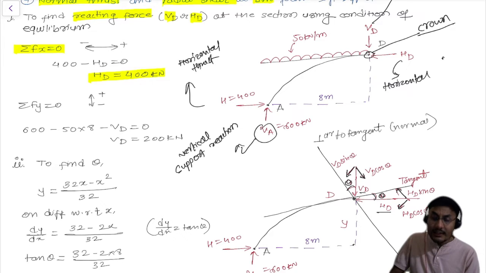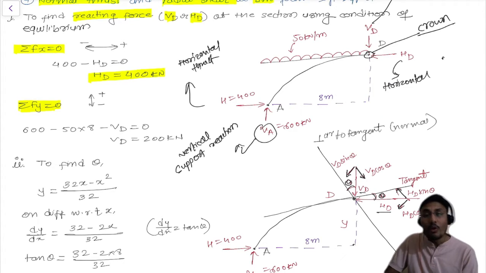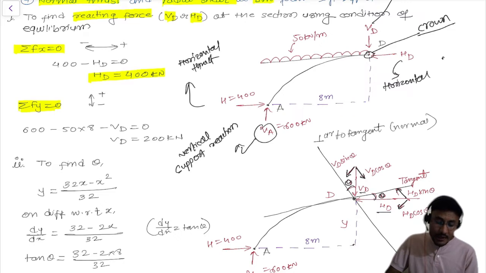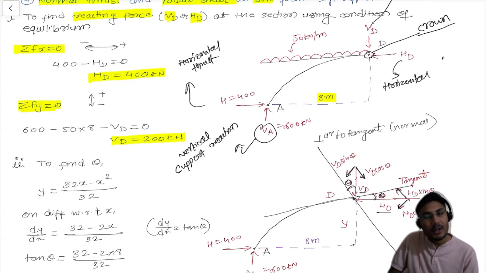Then let's consider the summation of all forces along the y direction equals to 0. Whatever forces are going in the up direction are positive and the forces coming in the downward direction are negative, right? So 600 is going from bottom to top, so it is positive, minus UDL. So UDL is 50 and the distance is 8 meter. So 50 multiplied by 8, right? So this is what we have got, minus VD equals to 0. So we got the value of VD equals to 200 kilonewton.